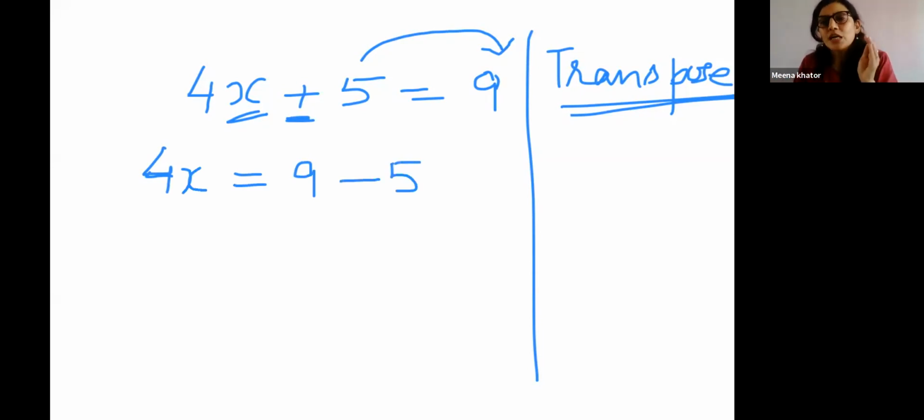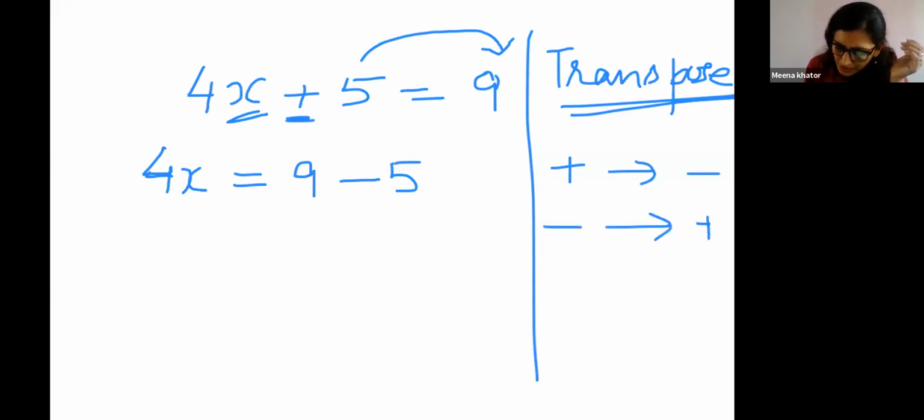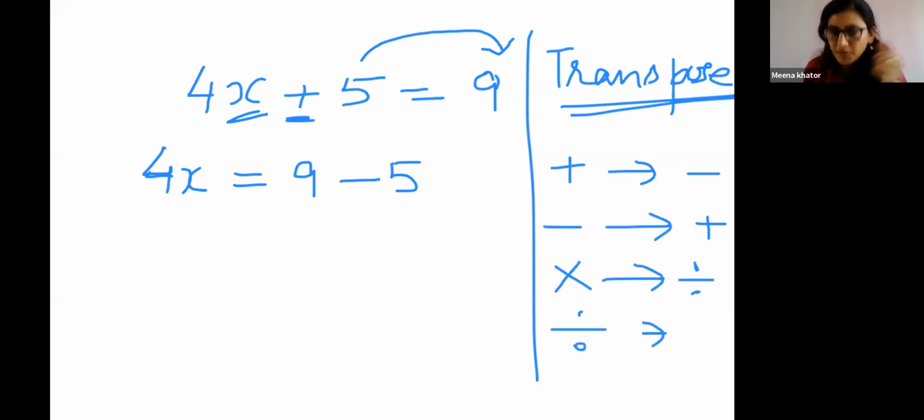Please remember, when we transpose any term or any number or any variable from one side to the other, be it LHS to RHS or RHS to LHS, we will change the sign. How will we change? Plus will become minus, minus will become plus, multiplication will become division, and division will become multiplication. These are the rules of transpose. I hope you know. We will revise, and while we are solving the questions, we will apply these rules also, right? And more will be clear.